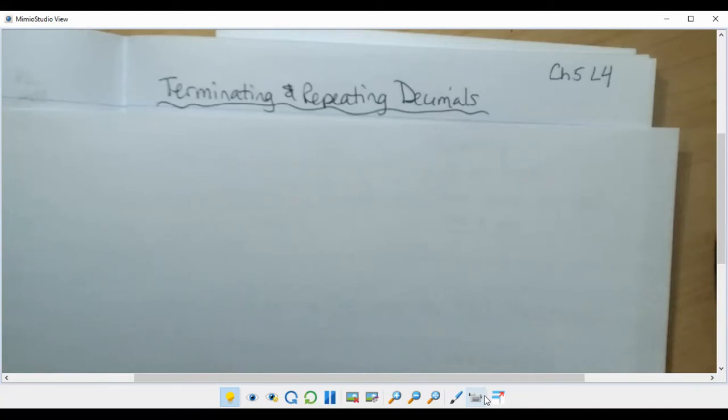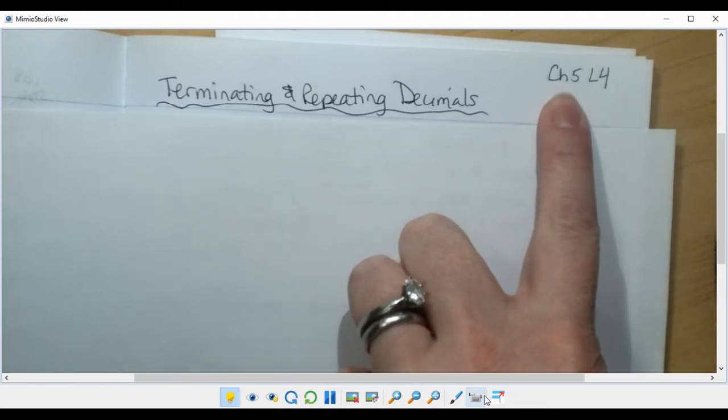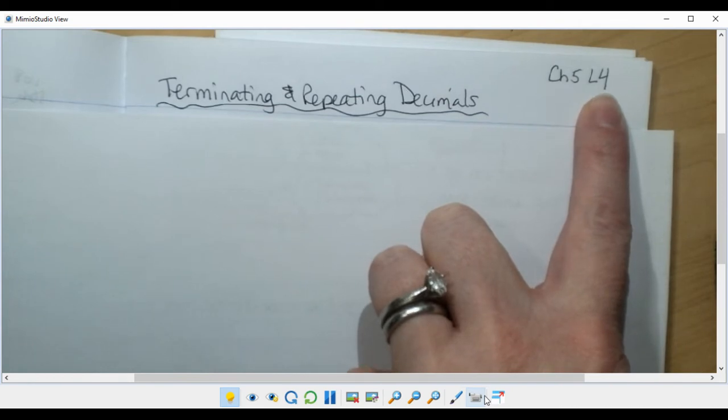So today we're going to talk about terminating and repeating decimals. We've already talked a little bit this year about converting between fractions and decimals, but now we're going to take it a step further and include negatives. This will be Chapter 5, Lesson 4, if you need to look it up.